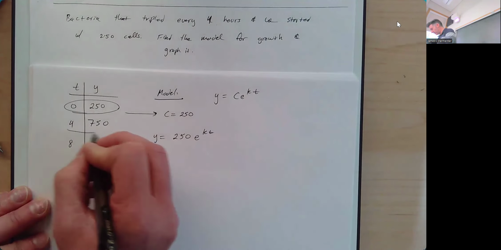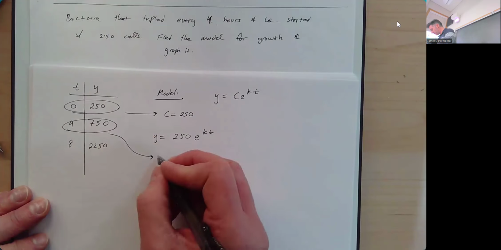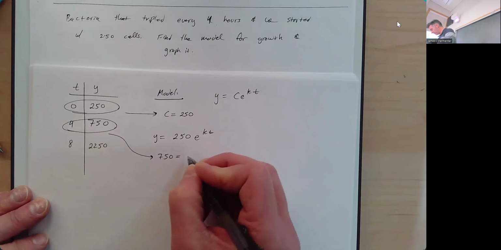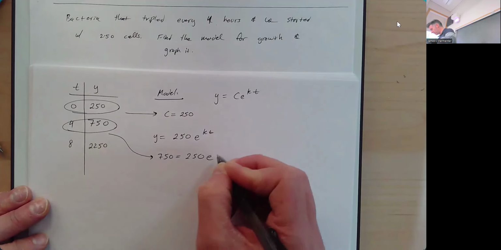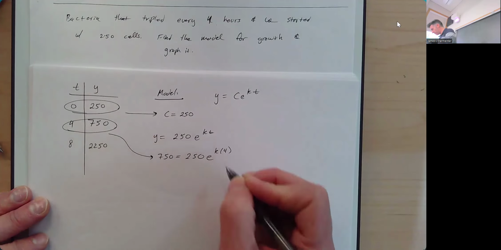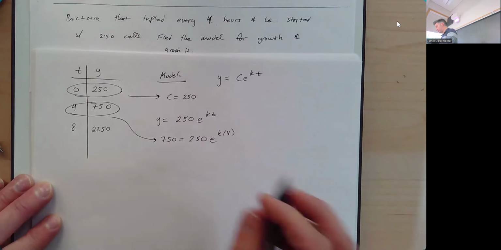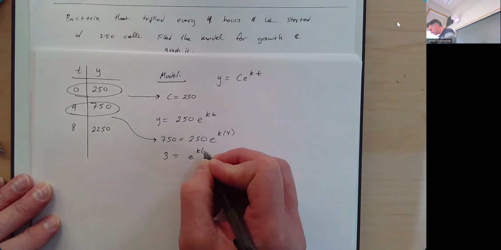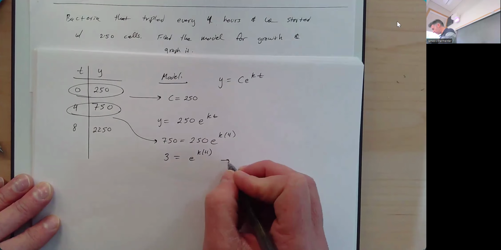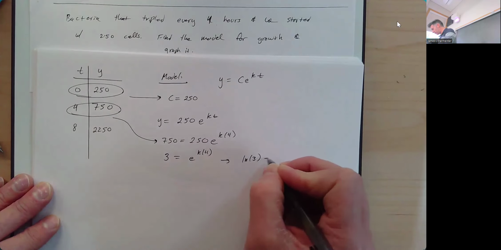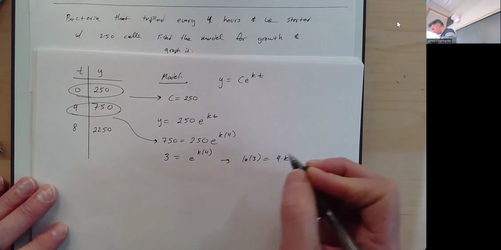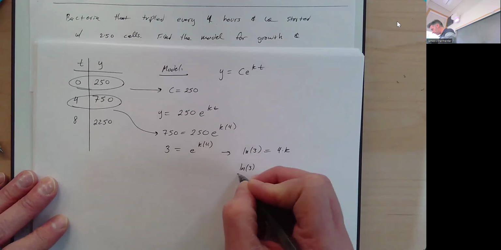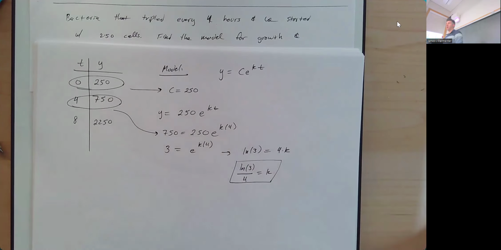And then we're going to plug in this data point to figure out what k is. 750 equals 250 e to the k times 4. Divide both sides by 250. Not surprisingly, we get 3 equal to e to the 4k. And then we get the natural log of 3 equals 4 times k. And then the natural log of 3 divided by 4 is equal to our k value, also called the relative growth rate.